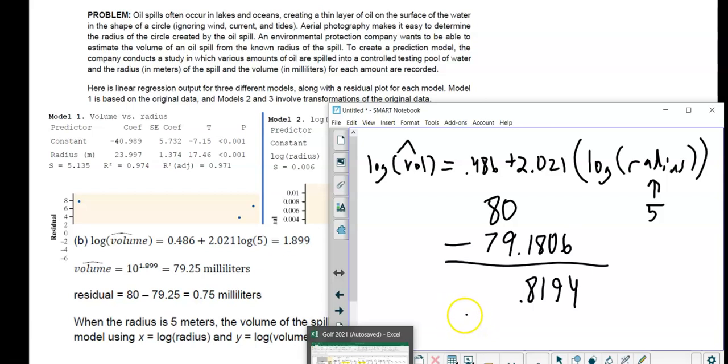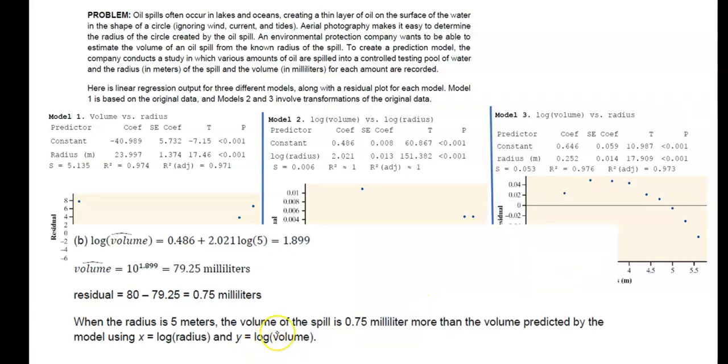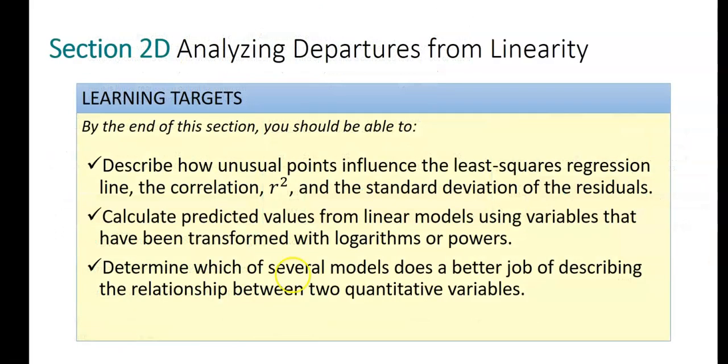So 0.8194. It's a positive residual. So when the radius is 5 meters, the volume of spill is 0.8194 more or greater than the volume predicted, because it's a positive residual. So it's an under prediction there. That's the end of the lesson.